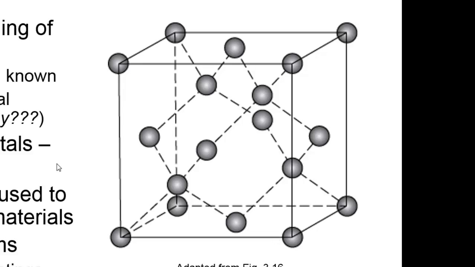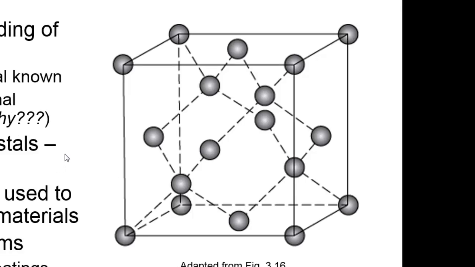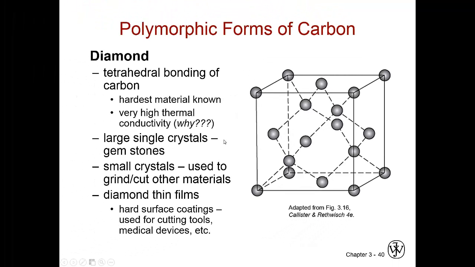And it is extremely stable, extremely hard, and it's not even a metal. Good question is, why does it have high thermal conductivity? Well, if you think about it, heat is about vibration, about molecular vibration, and if something is very hard and does not bend much, it will tend to vibrate very easily.